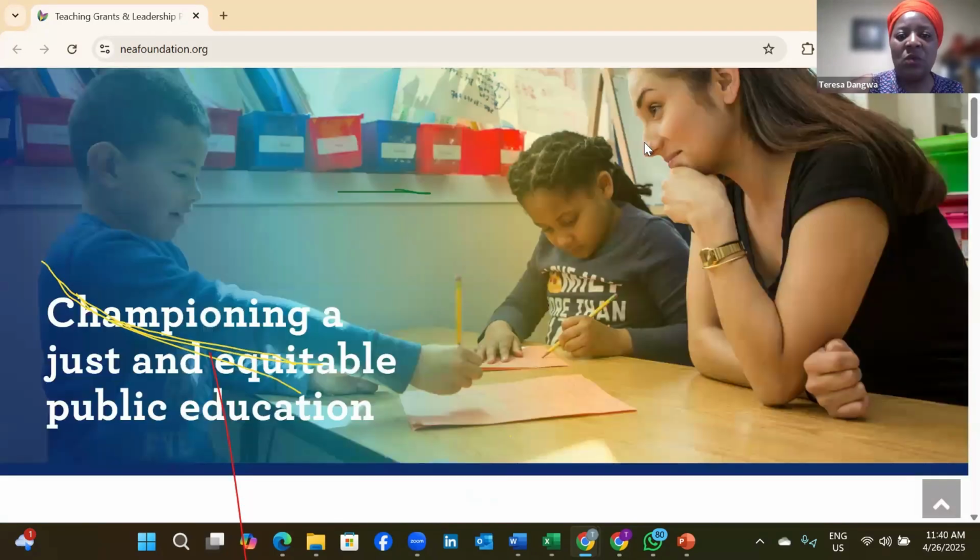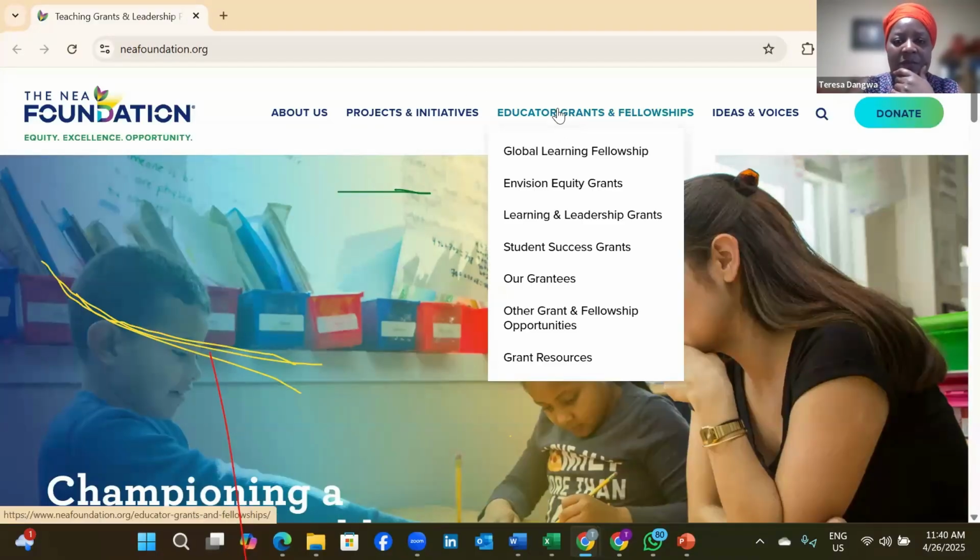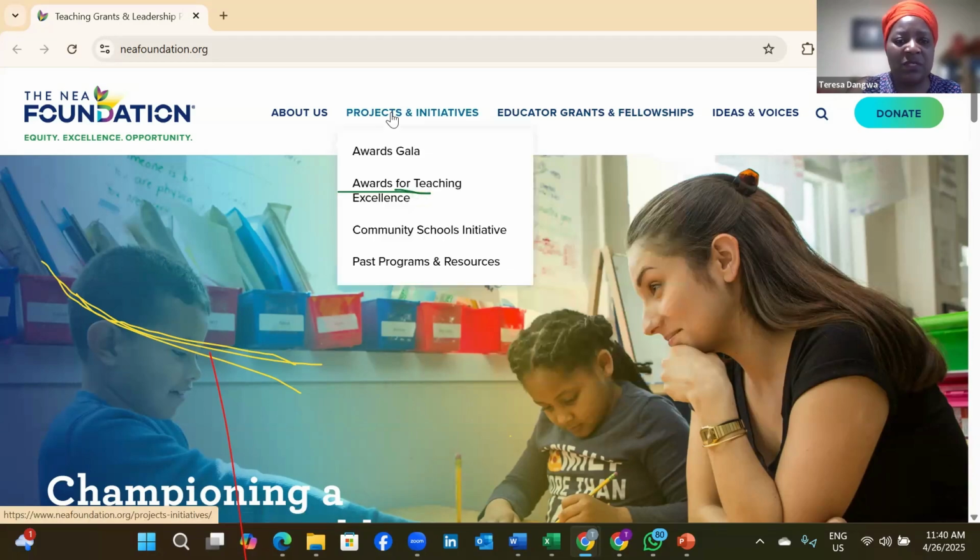But what I really want us to pay attention to is the eligibility criteria. They have different grants: a Global Learning Fellowship, an Envision Equity grant, Learning and Leadership grants, and Student Success grants. Let me pick one, or maybe go into the projects. Let me look at the Community Schools Initiative.